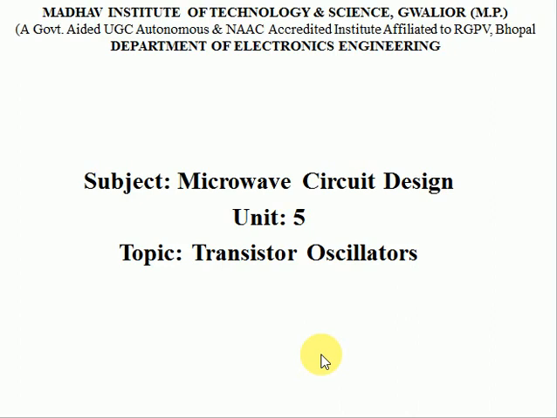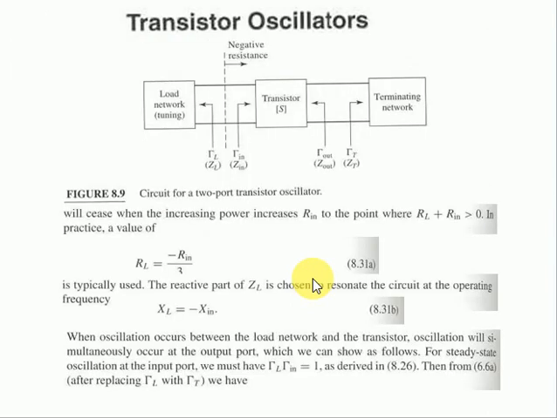So what is a transistor oscillator? In a transistor oscillator, a negative resistance one-port network is effectively created by terminating a potentially unstable transistor with an impedance designed to drive the device into an unstable region. Transistor oscillator circuit for the two-port transistor oscillator.